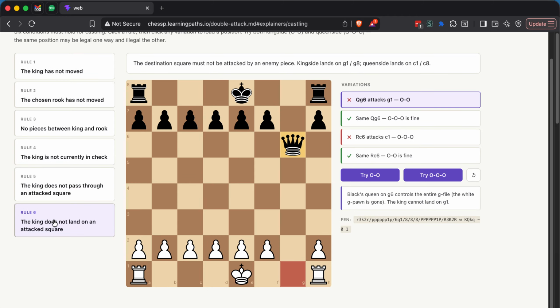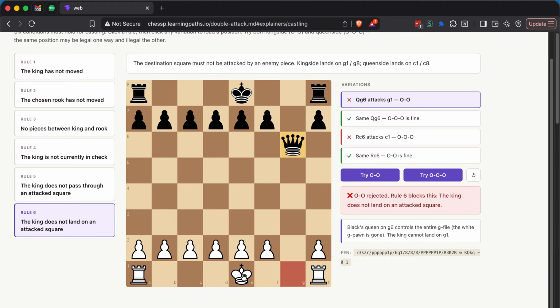Now one more rule is the king does not land on an attacked square. This is kind of an extension of rule 5 itself. If you consider the ending position, it is very similar to rule 5. If the castling happens, the king would be on g1 and the rook would be on f1. But we will not be able to castle on the king side because the g1 square is being guarded by the queen here. So let's try doing the castling on the king side.